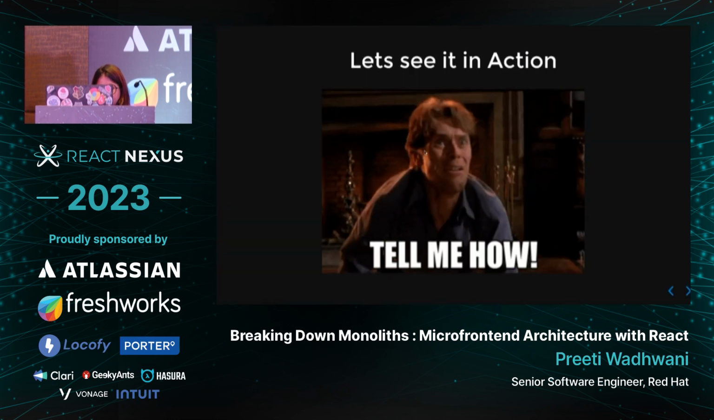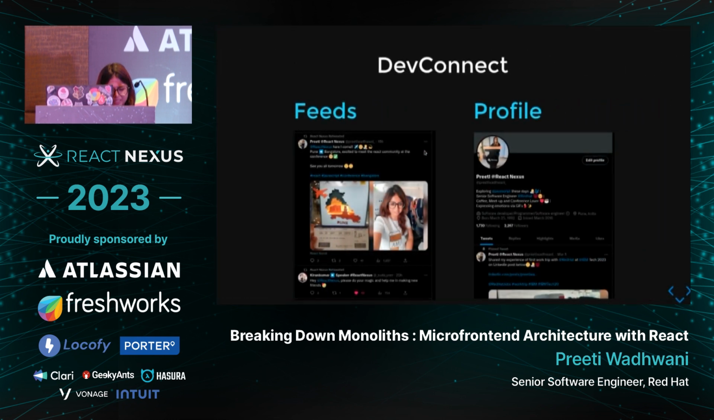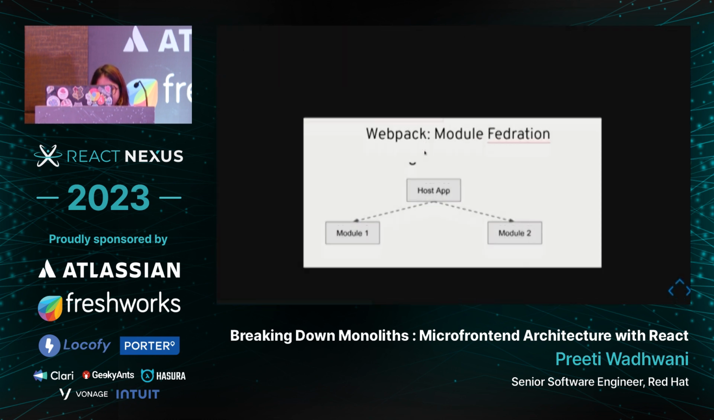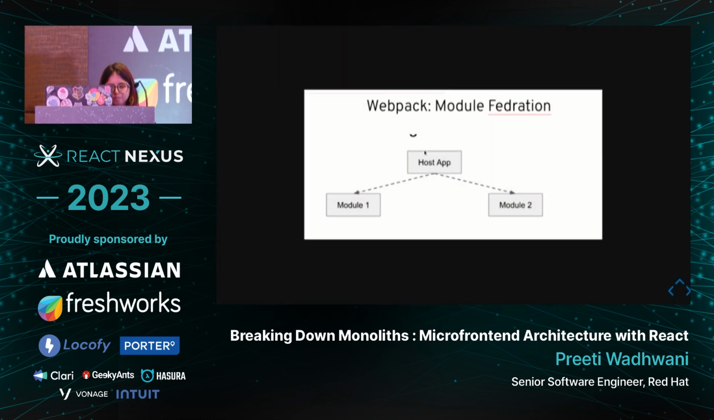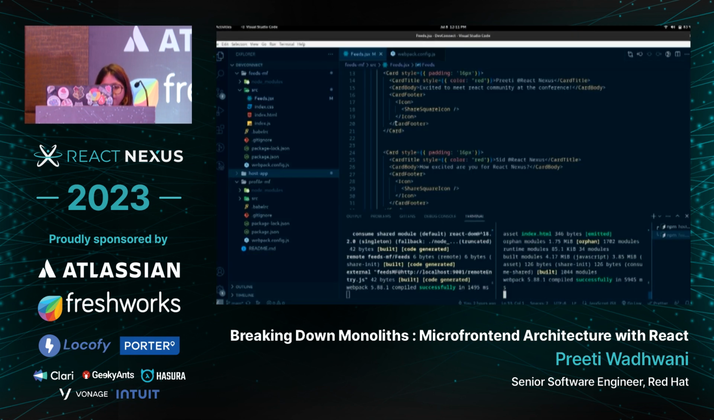So as I said, this app has a feed. It's like a social media app, so we are trying to convert feeds into a micro front end. And if you remember this diagram, we need a host app and we need the modules. So for this example, we are considering feeds as one module. I've already created it.